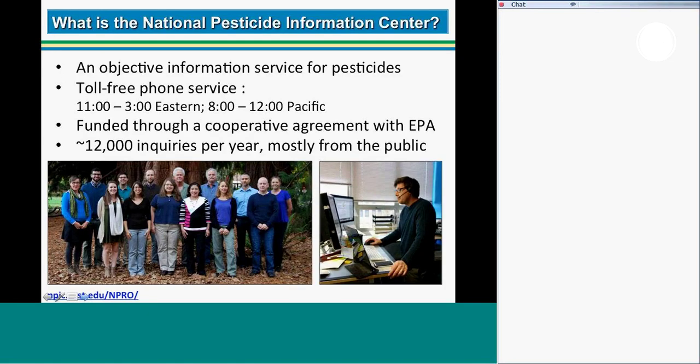Okay, so the National Pesticide Information Center, we are an objective information service for pesticide questions and pesticide product questions. We run a toll-free phone service from 8 to noon Pacific time or 11 to 3 Eastern, and we're funded through a cooperative agreement between the US EPA and Oregon State University. We answer about 11,000 to 12,000 inquiries per year from diverse audiences, some professionals, but mostly from the public. About 90% of our inquiries are from the general public.